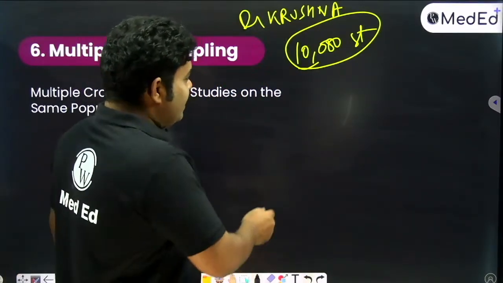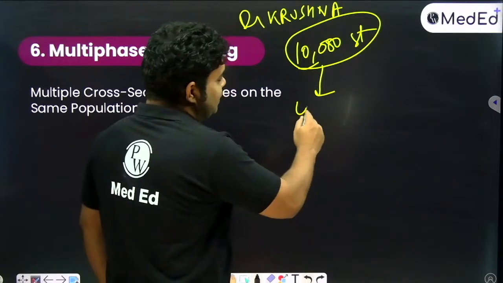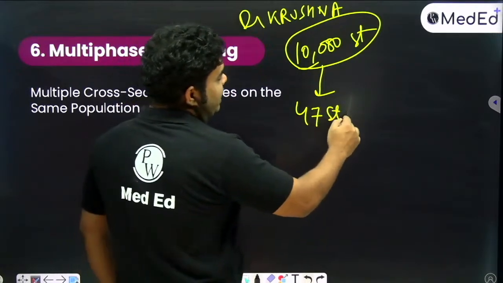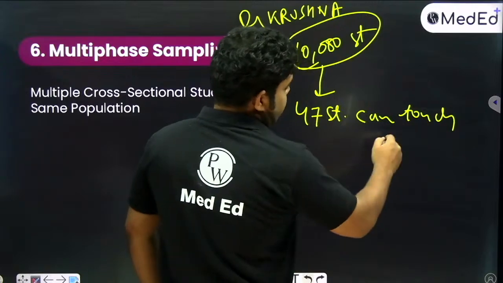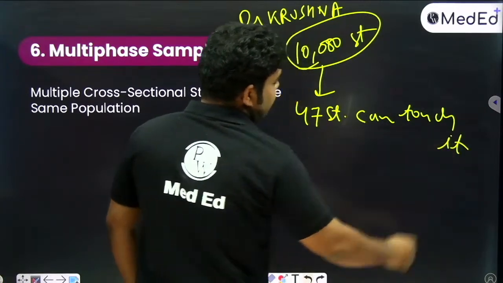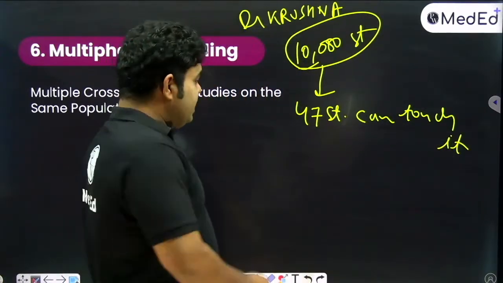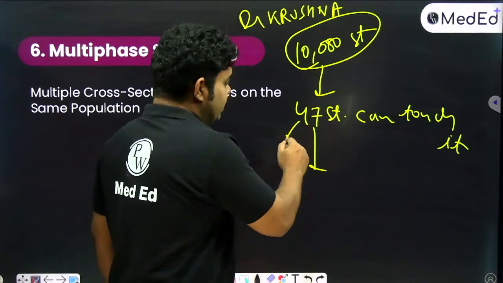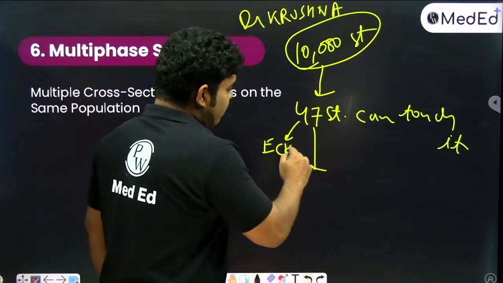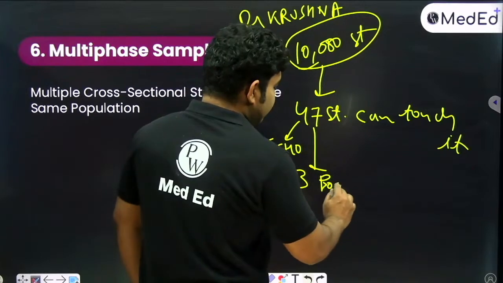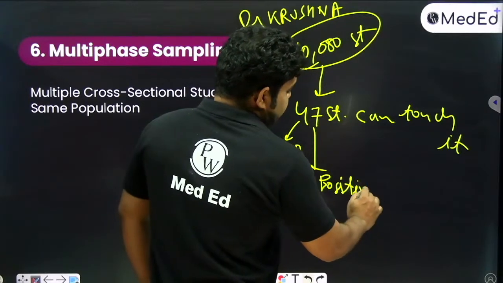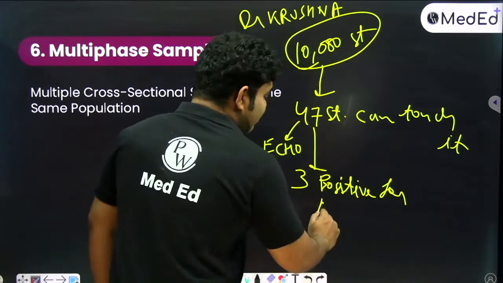So out of 10,000, they found only 47 students can touch the small finger middle line with thumb. So he asked all these 47 students to go through echocardiography. And finally, 3 out of this 47 came positive for mitral valve prolapse.